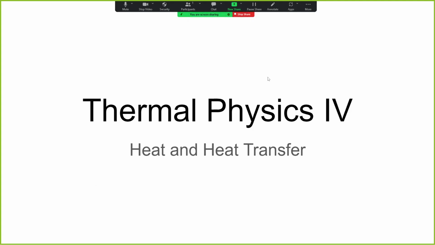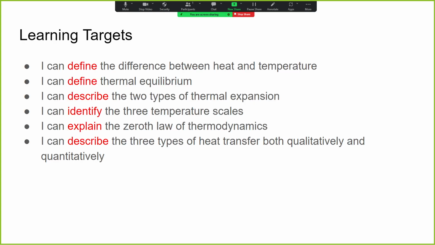Okay, so now we're going to talk about heat and heat transfer. This is going to get a bit more, not necessarily complex, but definitely going to build on everything that we've learned so far. So our learning targets: I can define the difference between heat and temperature, and that's actually really challenging for some people who haven't taken thermodynamics courses or chemistry courses before. A lot of people will say that heat and temperature are extremely interchangeable, and we'll talk about that.